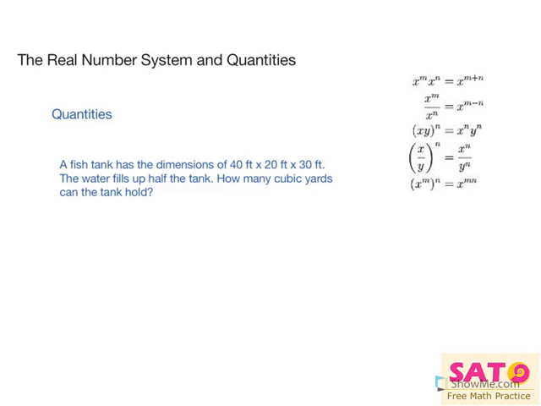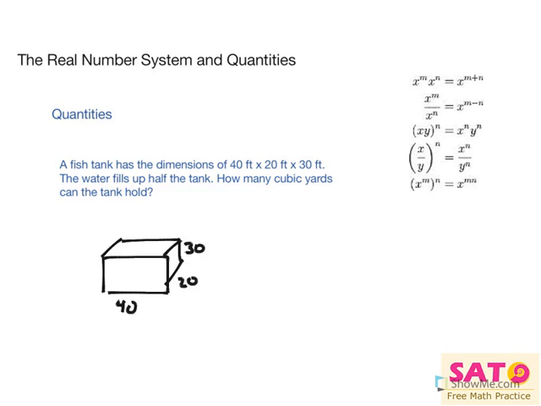The best thing to do here is to really try to visualize this. Let's try to think of this tank. So we know what a fish tank looks like. It looks like a rectangular prism, so it kind of looks like a rectangle. Kind of like that, right? So let's label it 40, 20, and 30 for the height.